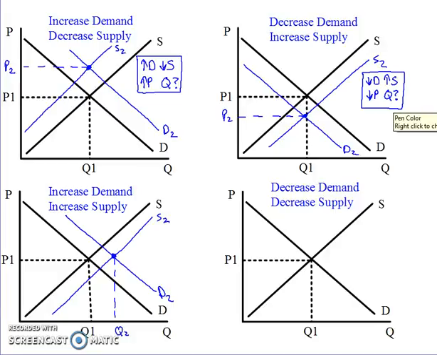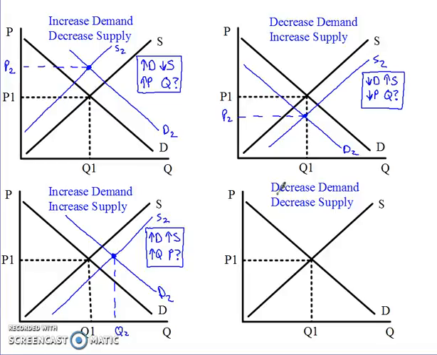Let's record everything that happened. We had an increase in demand, meaning the demand curve shifted to the right. We had an increase in supply, meaning the supply curve shifted to the right. We have an increase in quantity. The quantity clearly went up, but the price is now indeterminate. We cannot say what happened to the price. It depends on the magnitude of these shifts. So: increased demand, increased supply, increased quantity, price indeterminate. Let's do one more of these.